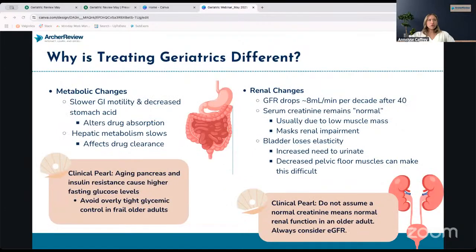Metabolic and renal changes, stomach slows down, you have less stomach acid, so that's going to affect, of course, metabolism of medications. So drug clearance, drug absorption, those are all going to be affected if you think about it logically. Like if it takes longer for them to digest food because they have less stomach acid and slower motility, you got to think about the fact that they're at a higher risk for toxicity of drugs, because it's going to absorb really slow, it's going to stay in there for a long time, can be toxic. So things to think about there.